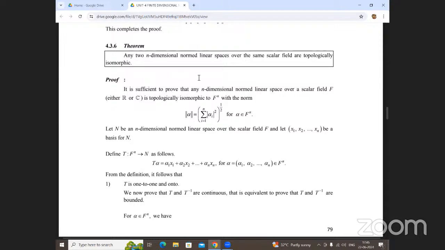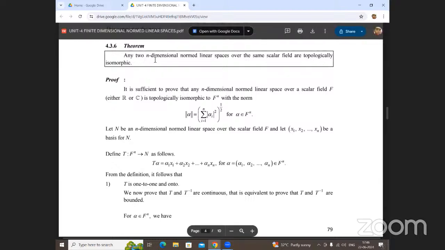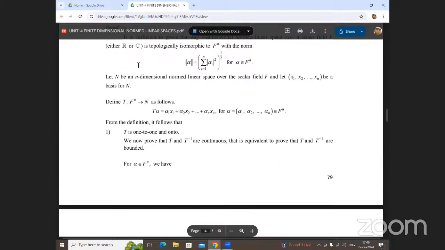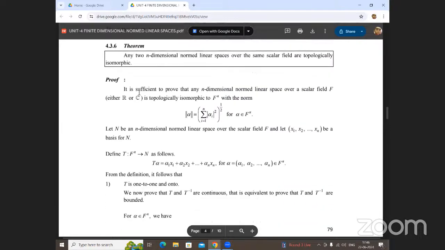Now that is the theorem at the UG level. In the same manner, any two n-dimensional normed linear spaces over the same scalar field are topologically isomorphic. That is the statement, students. Please keep in mind, without this theorem you can't expect the functional analysis paper in the final examination. Please note down 4.3.6. This theorem is also very, very important in the final examination.